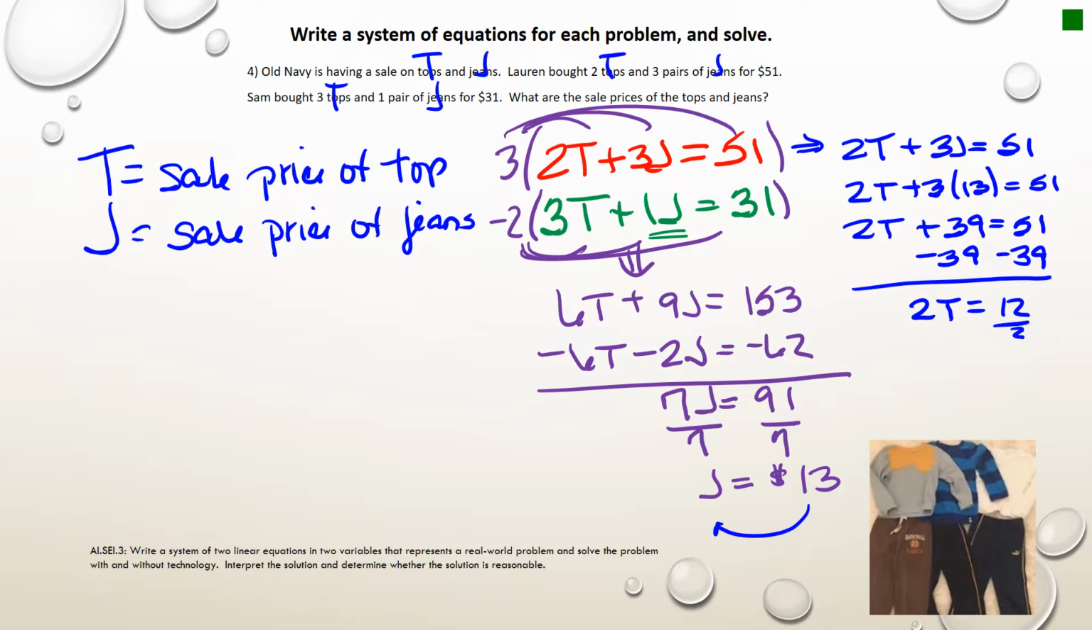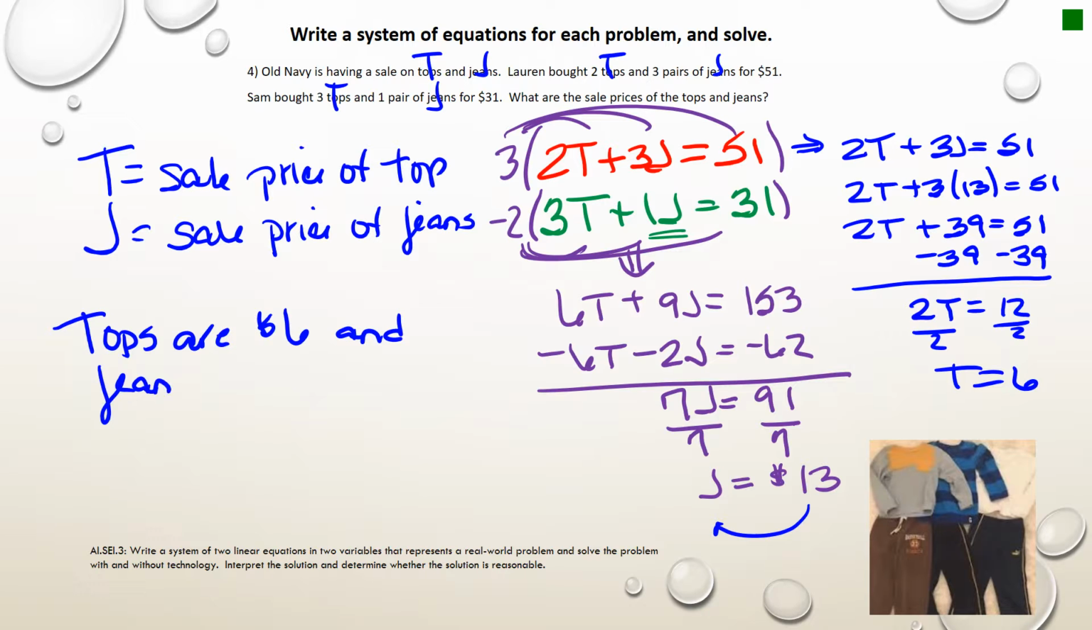Equals 12. And tops are $6. So erase. Don't need the arithmetic. Tops are $6 and jeans are 13. Now, should you check it?